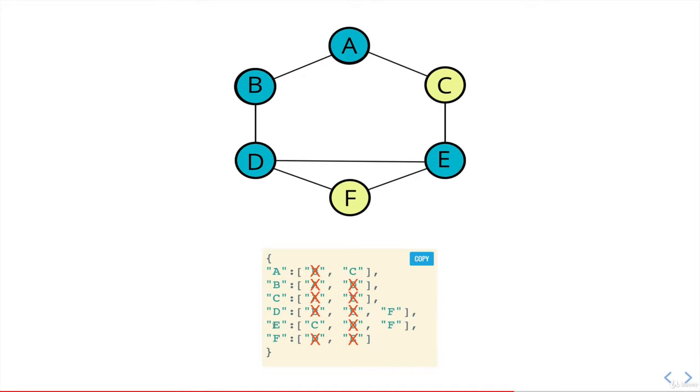Now we go to E. Where should we go from E? Well, let's go to C. Okay, so we go to C, and we cross all those C's off. And now we go back to E where we were last, and we've already visited C, we've already visited D, now we need to visit F. And we're done. Okay. So that's the basic idea of depth-first traversal.